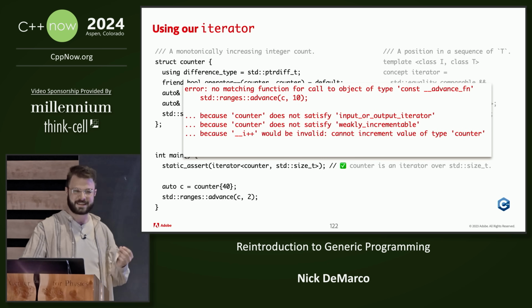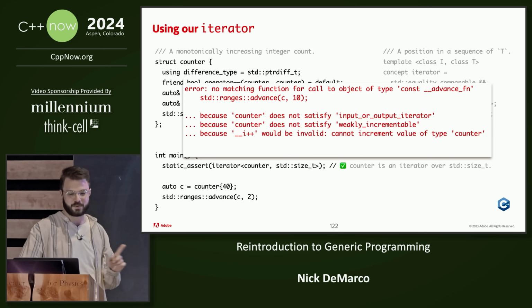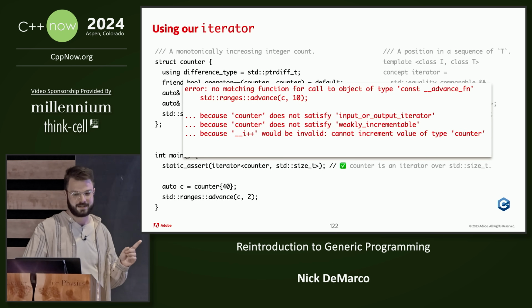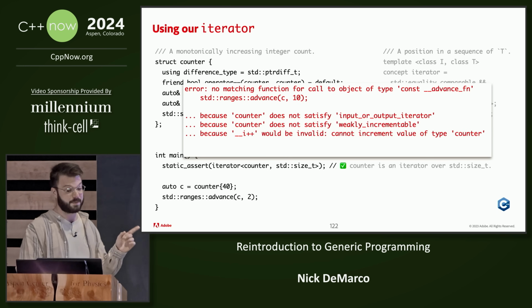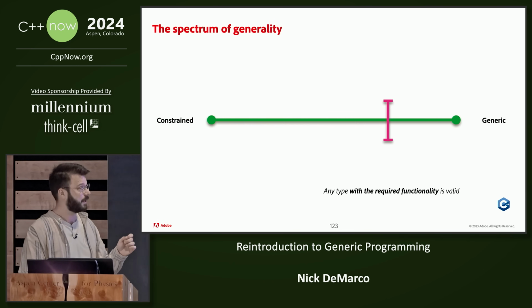And this, sit with this for a second. I'm going to tell you right now that advance doesn't use post-increment. It won't. It shouldn't, right? That would be inefficient. All it needs is pre-increment. They just use pre-increment, which we provide. And in fact, counter provides all of the APIs that advance uses.